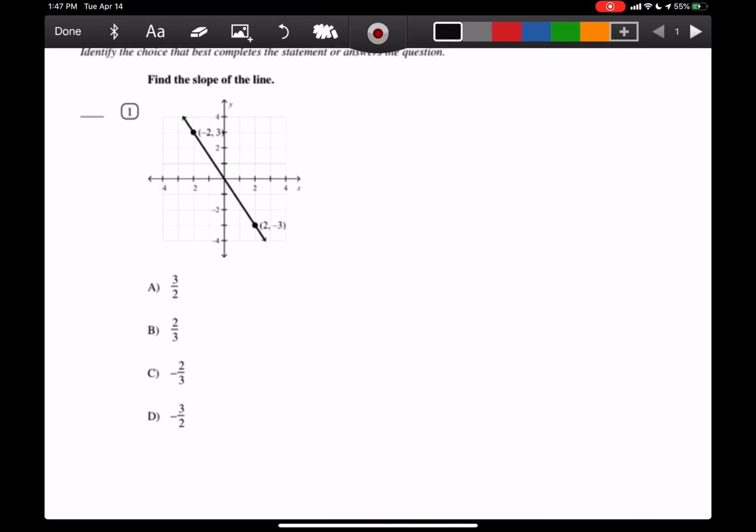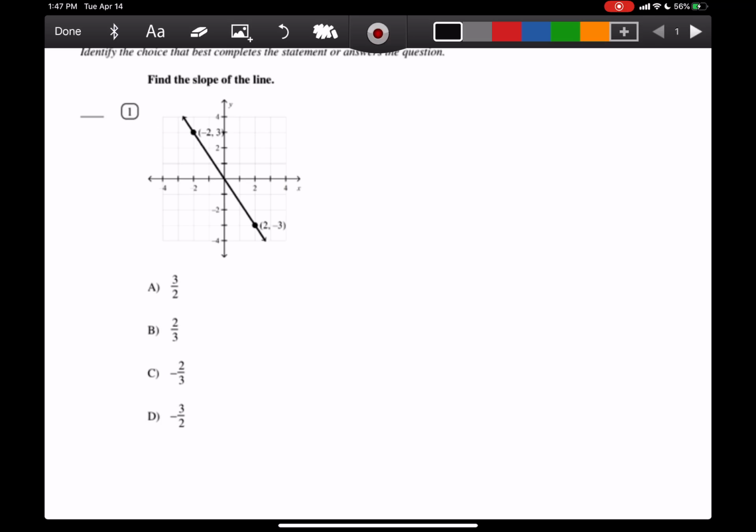Like I said before, we will be reviewing slope given 2 points. We will also be reviewing how to write a linear equation given 2 points, how to write a linear equation given 2 points and the slope, and given 1 point and the slope. But let's just start with the first one we have here.